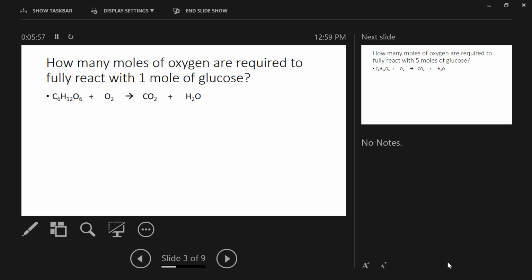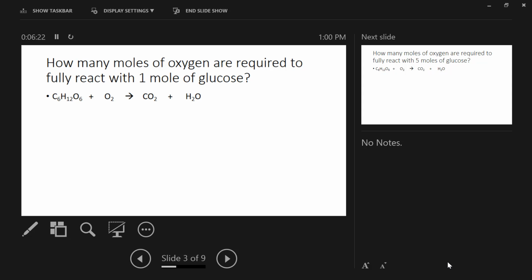All right, and here's what we're going to do. What I want you to do is get into the habit of figuring out how many transitions we're going to need to figure out this problem. Okay? Do we have the ability to convert from moles of glucose to moles of oxygen? The slide before just told us we could.